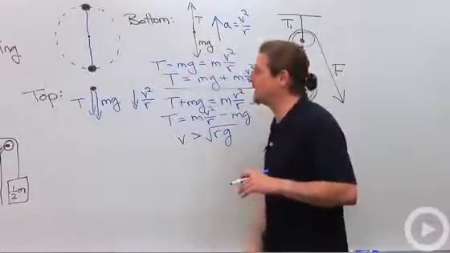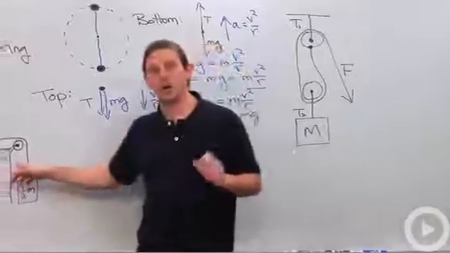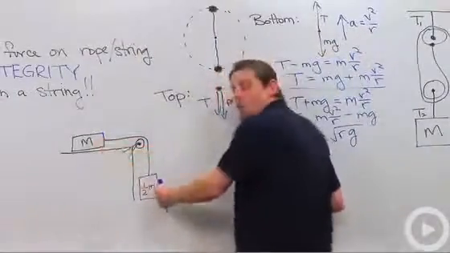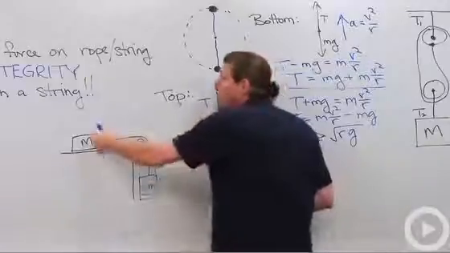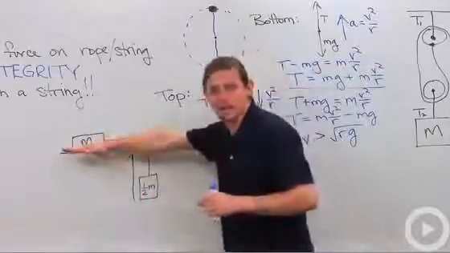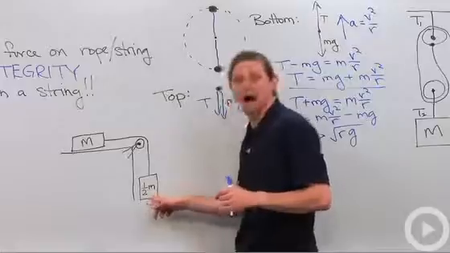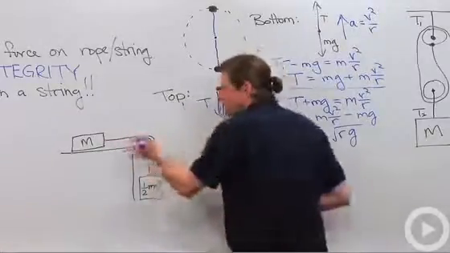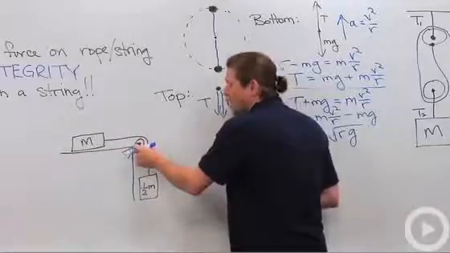All right, so that's the idea. Let's look at another problem involving a string. So here I've got a mass m and a mass 1/2 m. Mass m is sitting on a frictionless countertop, and mass 1/2 m is pulling down like this. And the two masses are connected by a string which runs over a pulley.